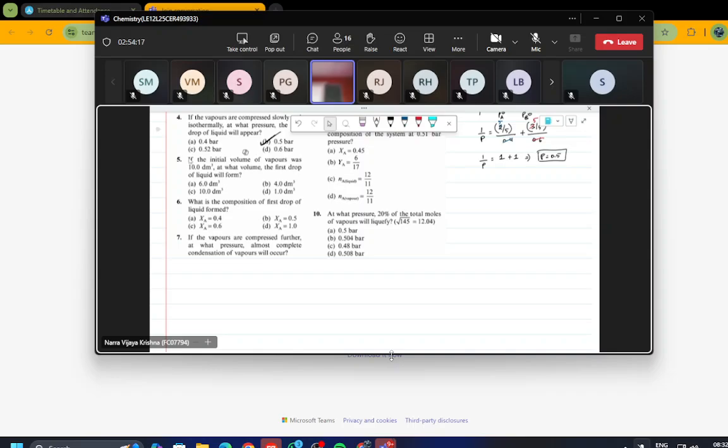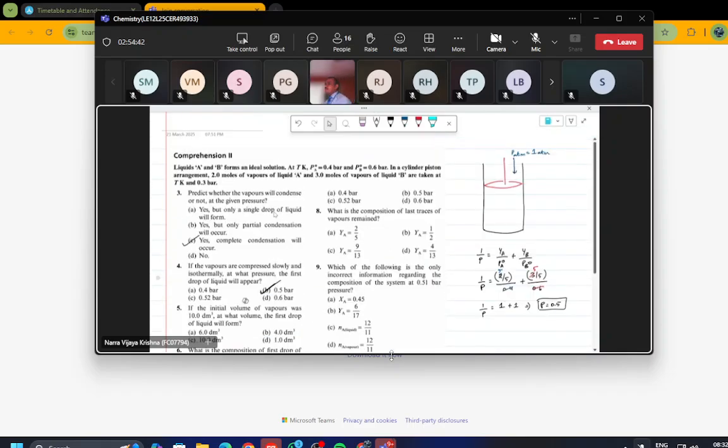If the initial volume of the container is 10 liters, then what will be the volume of the container when the first drop is formed? Yes. When the pressure becomes equal to 0.5, the first droplet will form. What is the initial volume now?